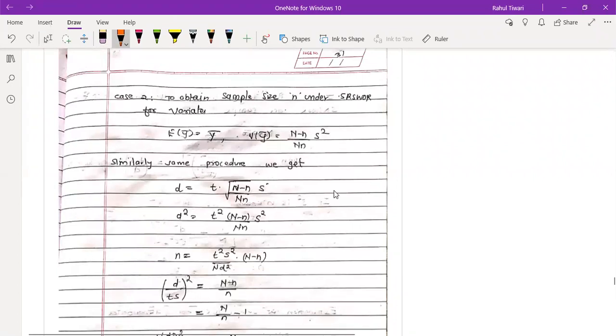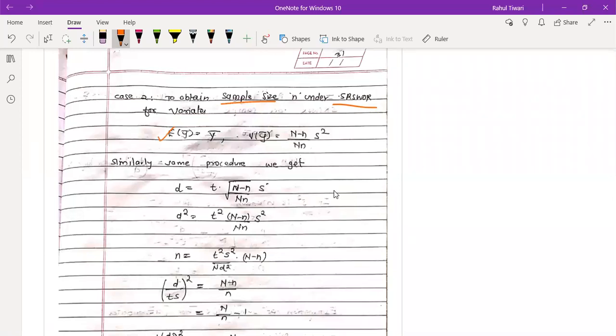If you are able to see, this is the sample size you have to obtain under WOR. So again, the condition under WOR is the same. Expected value of small y bar is equal to capital Y bar, and variance of y bar is equal to capital N minus small n upon capital N into small n into capital S square. So this formula we already know very well.